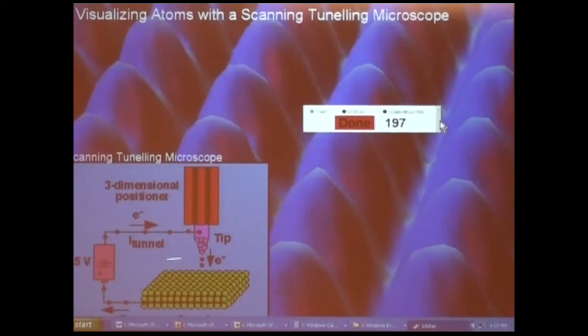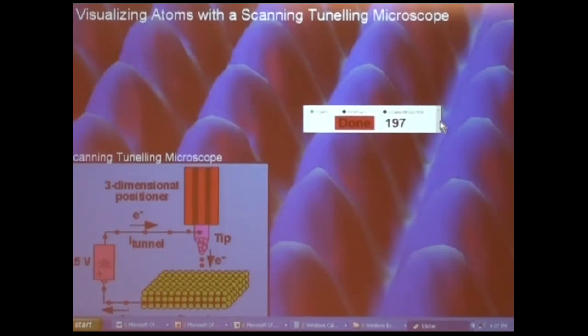If you have a crystal or an object that you're trying to visualize, what you do is you make a needle, and the needle is very sharp, so sharp that its tip can be one or two atoms thick. So there's the tip of the needle. You bring the needle close to your surface, and you connect a battery between the needle and the surface you're looking at. You put this in a vacuum. When you connect the battery and bring the needle close to the surface, an electric current flows from the surface to the needle because of the battery.